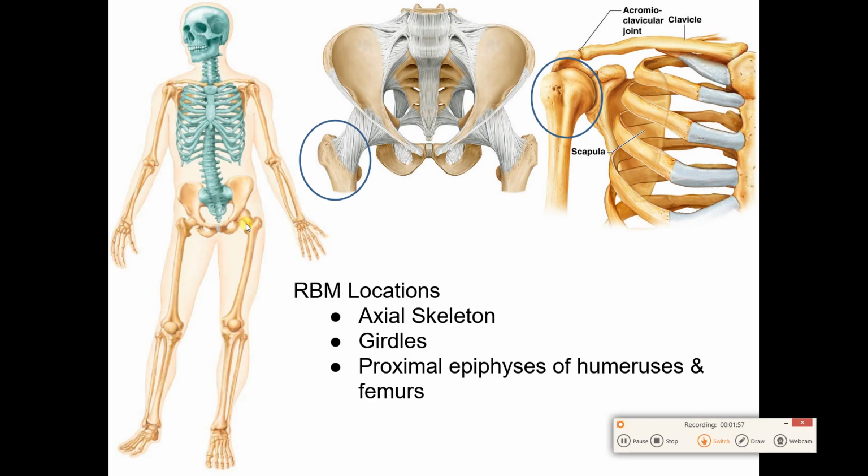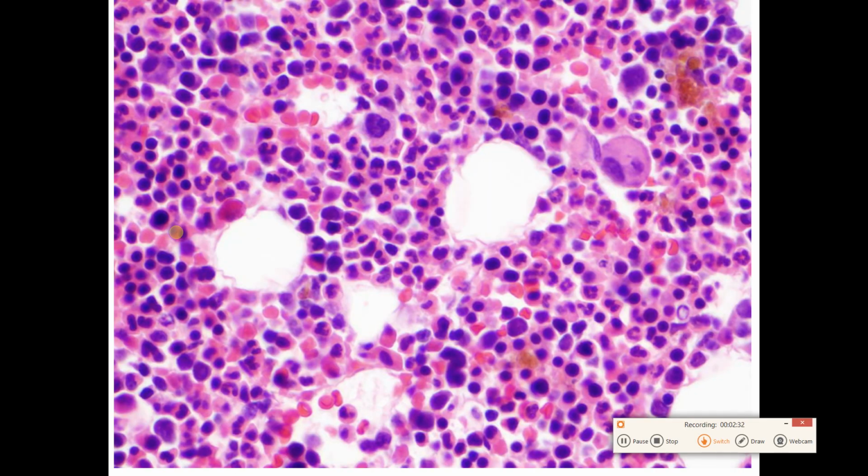Plus, red bone marrow is located in the girdles. So the pelvic girdle, so we've got the hip bones here, as well as the pectoral girdle, so we've got the scapula and the clavicle. Also, red bone marrow is in the proximal epiphyses of the two humeruses, so the rounded close end of each humerus, as well as the proximal epiphysis of the femurs. So that's where we've got red bone marrow. And red bone marrow is the site of hemopoiesis.